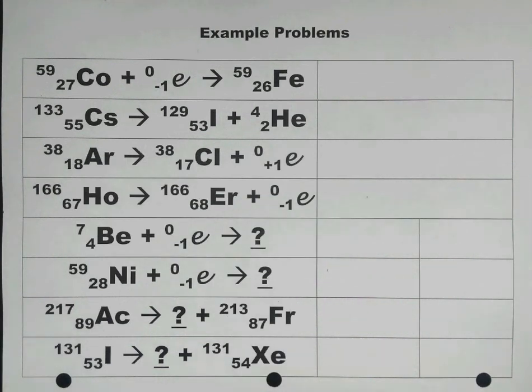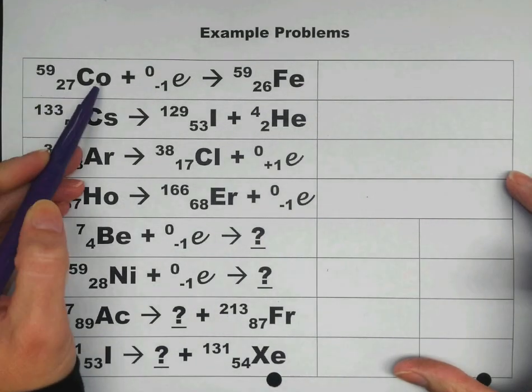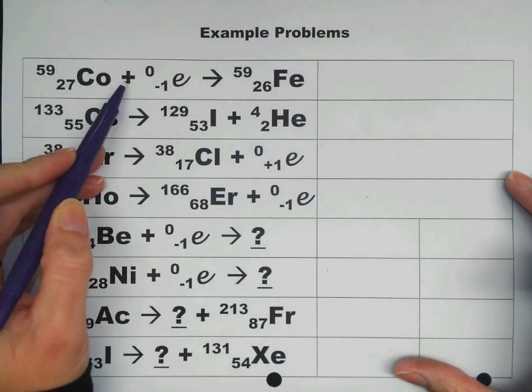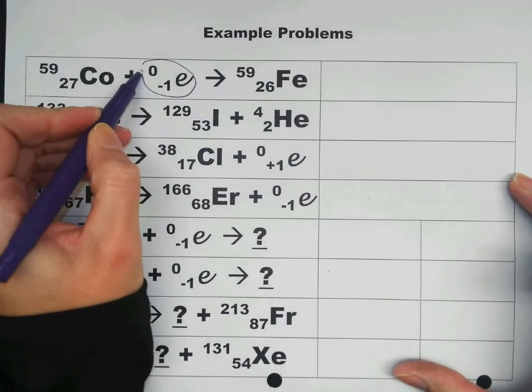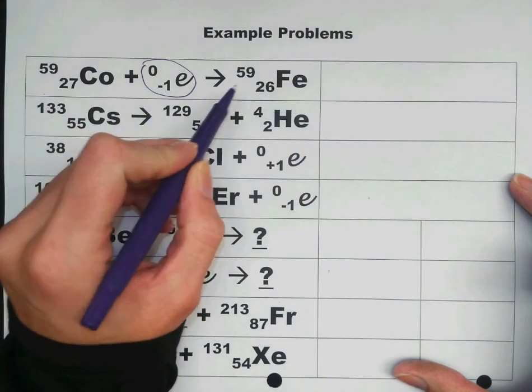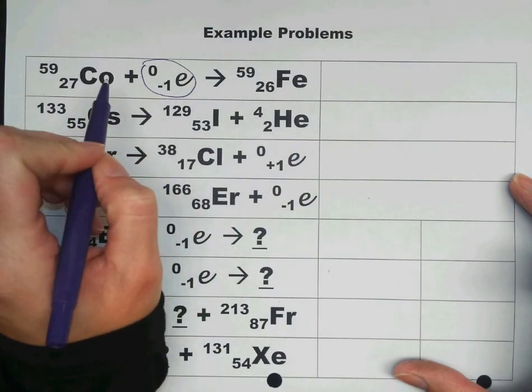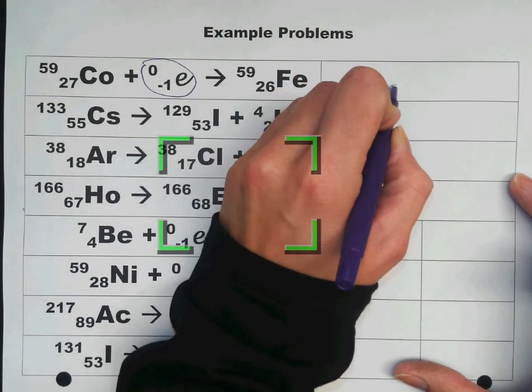Okay, so let's look at some example problems here related to the types of radioactive decay. If we look at our first one, we have 59/27 Co plus 0/-1 e. This is the only type of radioactive decay that has something else in the beginning of the reaction. And this one would be electron capture.